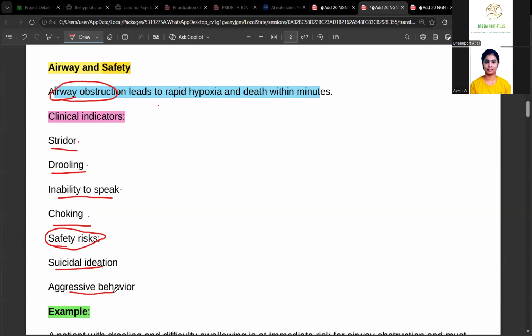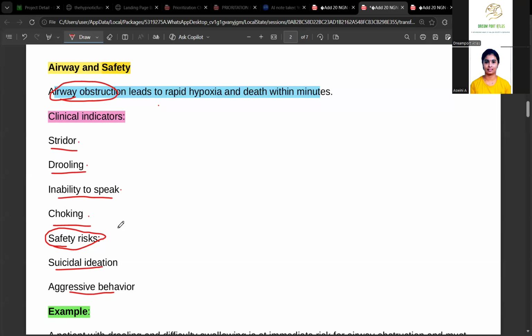There is a risk not only for the patient, but also a safety risk for other persons. So in such cases, safety is our highest priority. Understood? That means first we need to look for the airway and safety. If airway obstruction is there, we can look for it using the chin lift method or jaw thrust method. We can assess whether there is an airway obstruction, and also we can auscultate for stridor, drooling, and inability to speak. And in case of aspiration, the client will get choking. In such cases, airway is our priority.